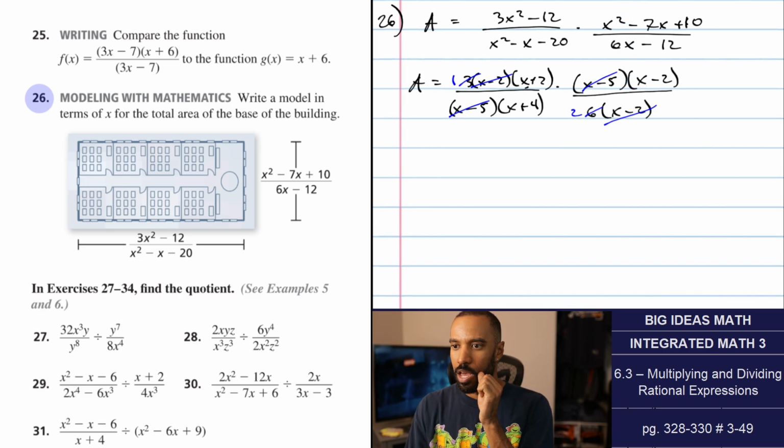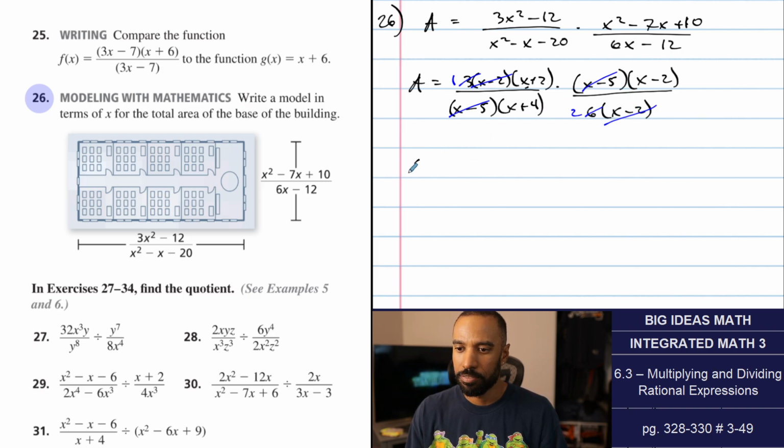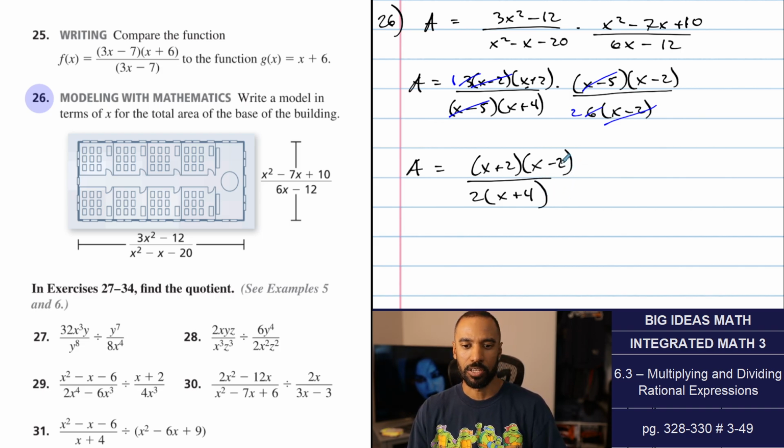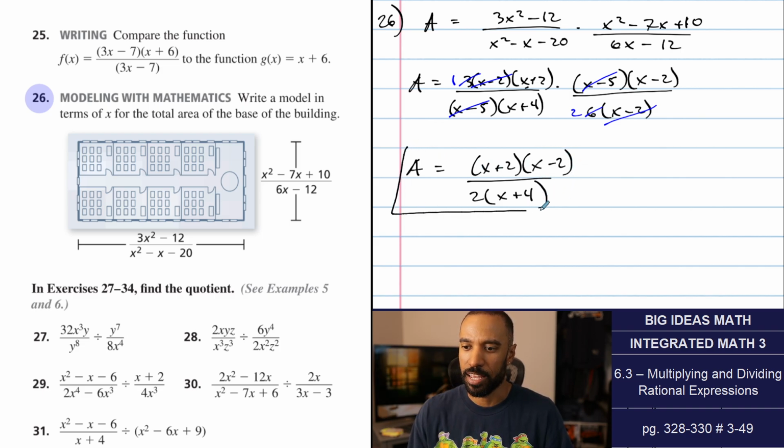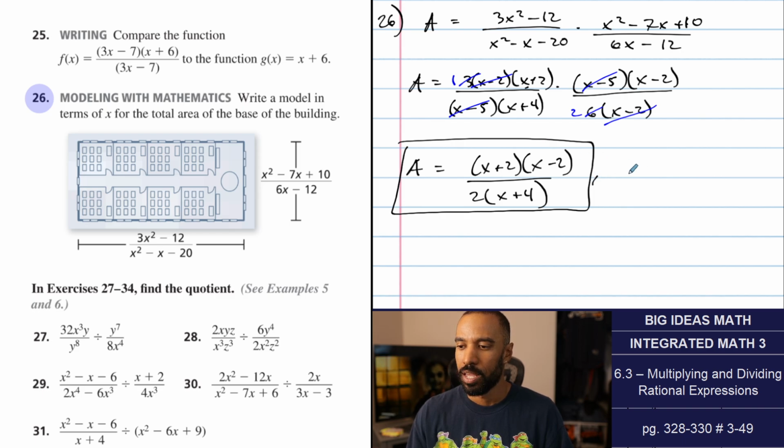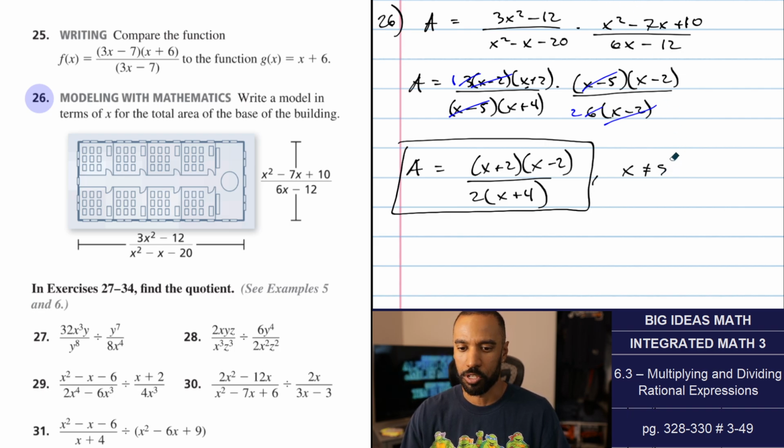So I have a 1, wait, x minus 2. So I have 1 times x plus 2 times x minus 2. That's x plus 2 times x minus 2. And I have a 2 times x plus 4 on bottom, like so. So that is my simplified expression of this area. x is not allowed to equal 5 or 2. I gotta put the 2 first. x can't equal 2 or 5.